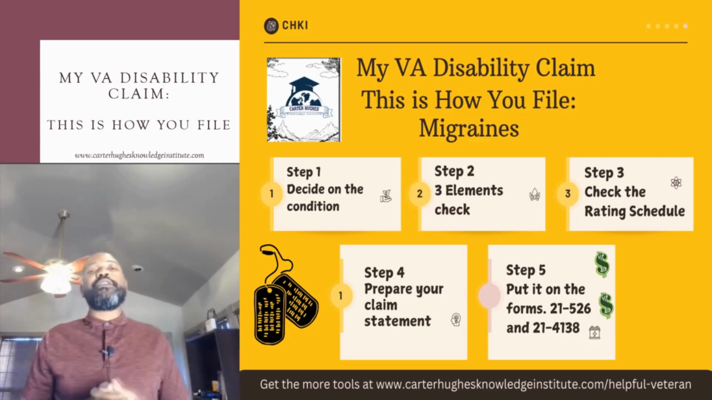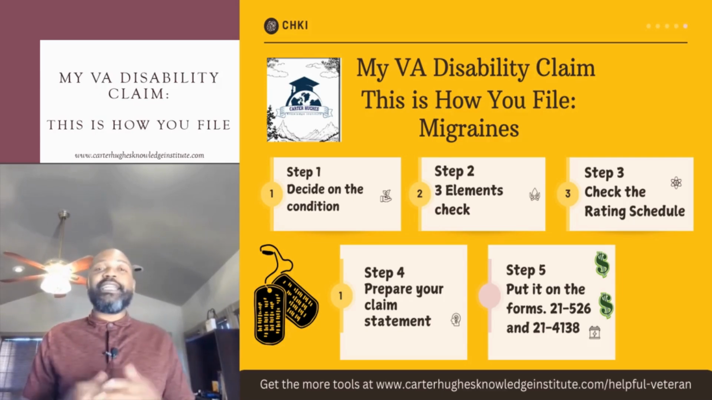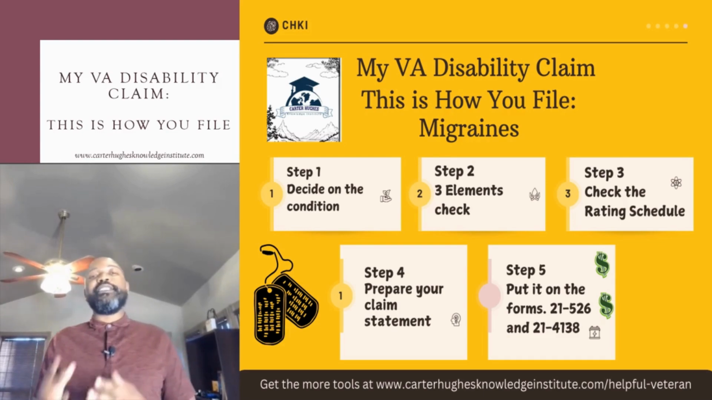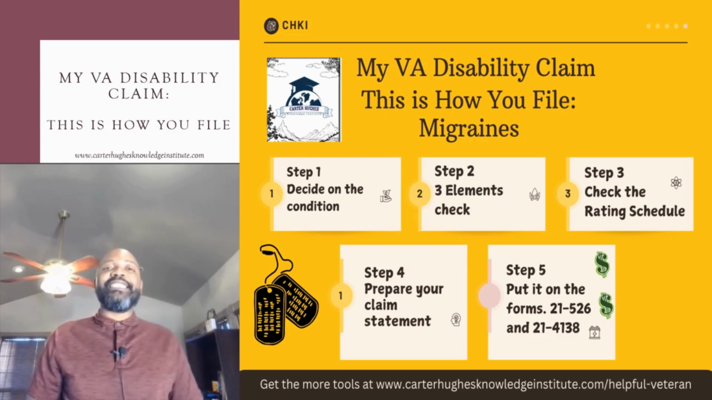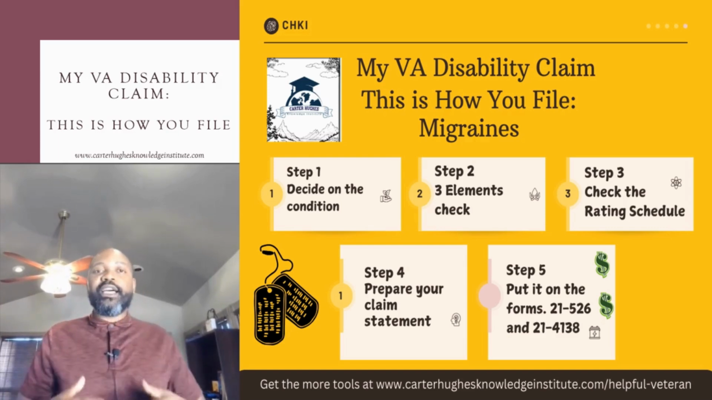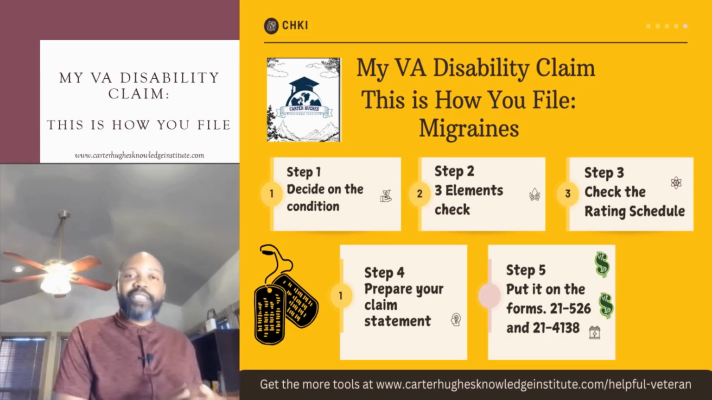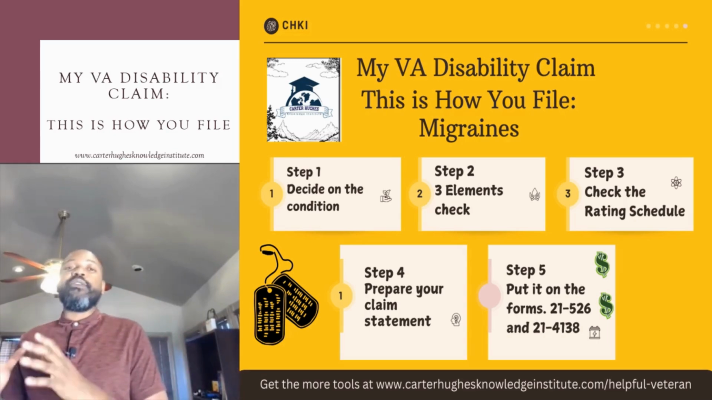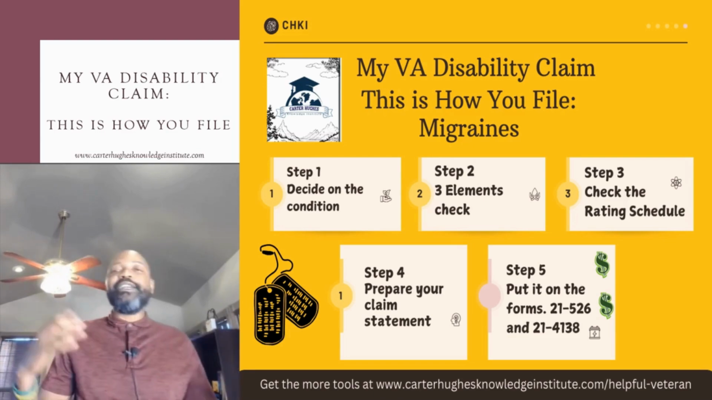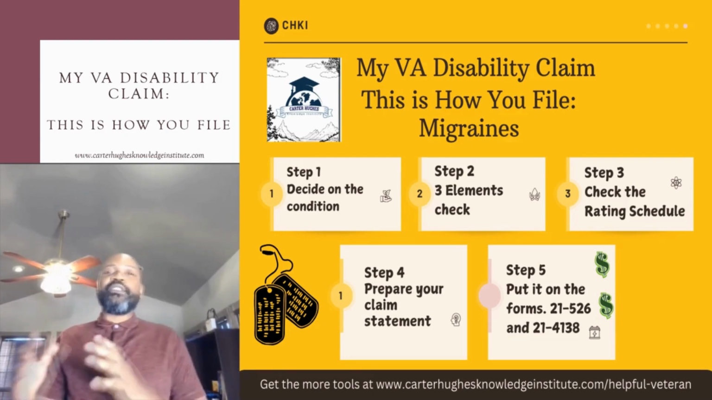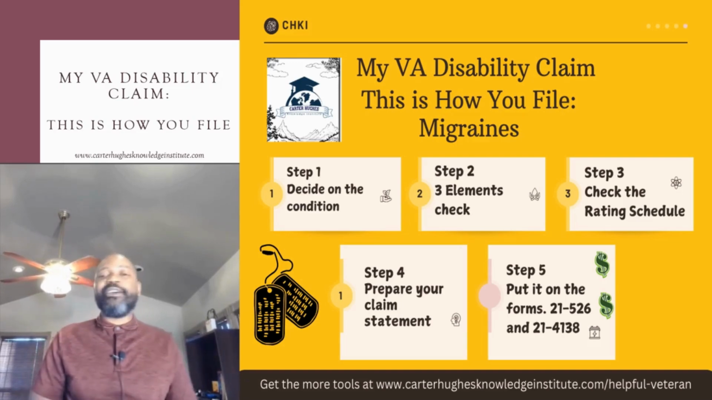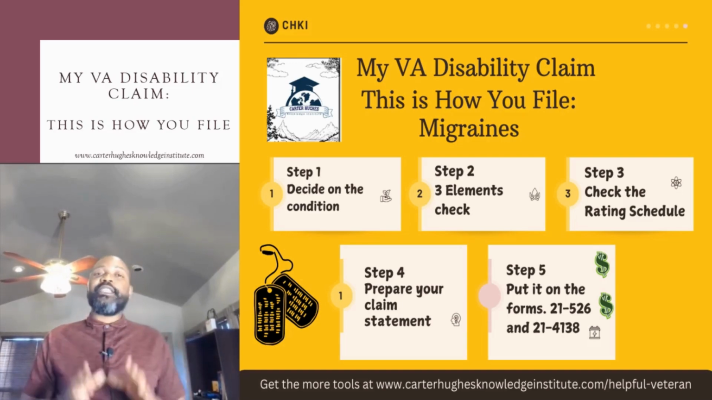Secondly, the current medical diagnosis. Do I have a current diagnosis for migraines? In this situation, the answer is yes. And then third is that nexus link. The nexus just shows that I've been suffering from migraines from the time I separated to the time I file the claim, and since I separated, I had been going to the doctor. So we got that part down. Check yes. That's the 3 elements check.